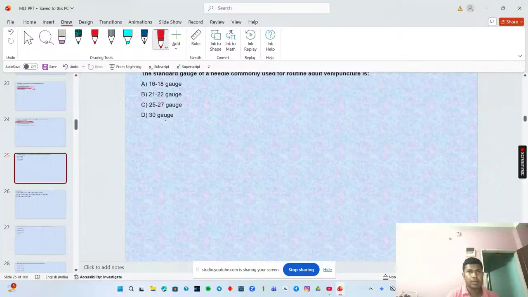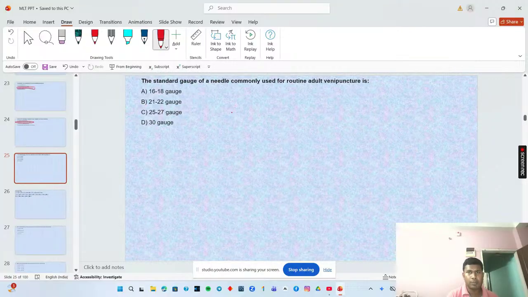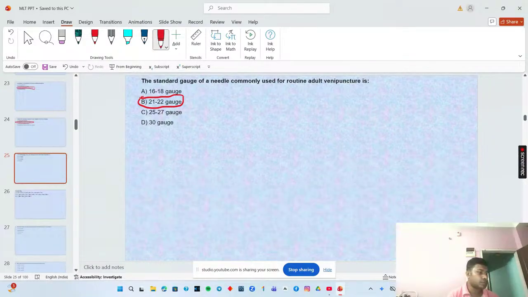The standard gauge or needle commonly used for routine adult venipuncture is 21 to 22 gauge. Okay, hope you have understood these MCQ questions which I have shared with you.